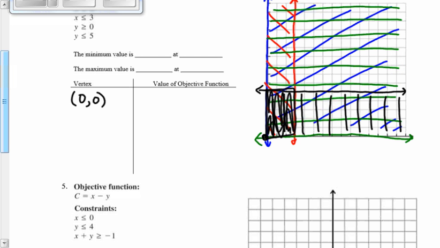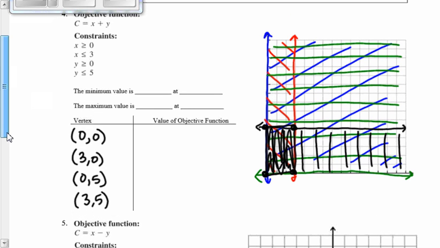That's this one. This point is at 3, 0. This point is at 0, 5. And this point right here is at 3, 5. All right, so we have our vertices.